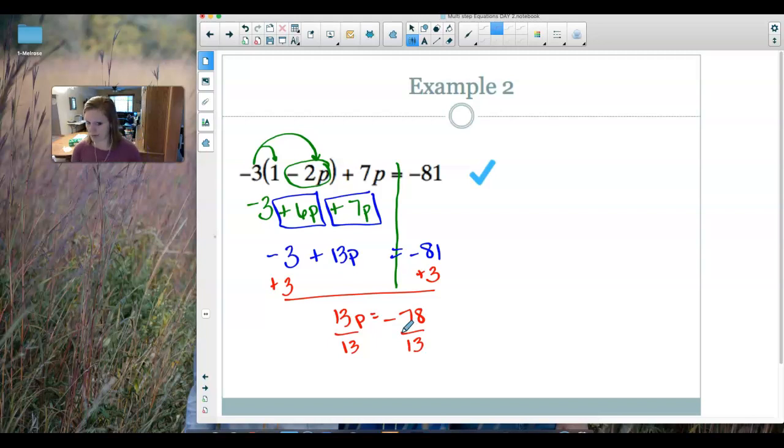Okay, so I don't know 78 divided by 13 off the top of my head, so I'm going to use my calculator, and I get 6. So p equals, I don't want to forget the negative sign, negative 6.